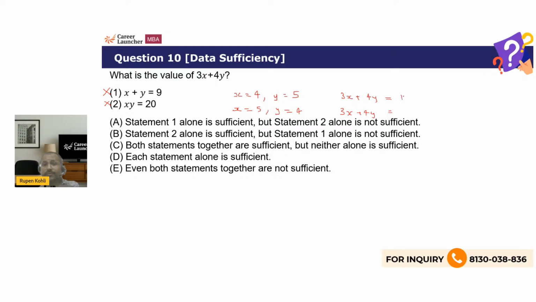It could be 3 4s are 12 plus 4 5s are 20, or it could be 3 5s are 15 plus 4 4s are 16. It could be 32 or 31. You don't know what is the value of 3x plus 4y even after combining, because the values of x and y are still not unique. They are 4 and 5, but do you know the order? Do you know which is 4? Do you know which is 5? That is what we forget when we are solving equations, right? That for (4, 5) and (5, 4), order does matter. Answer is E, not C.